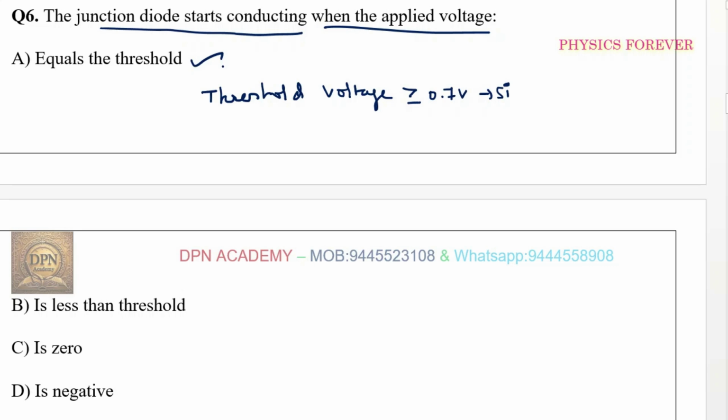எப்பவுமே junction diode ல threshold voltage மேல இருந்தா தான் the junction will conduct, or otherwise if it is lesser than it should be a reverse bias and it won't conduct the current. Okay, you have to remember that. These are the most important points.